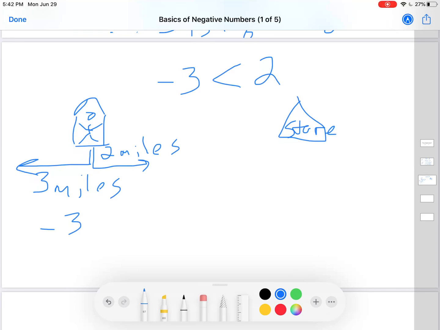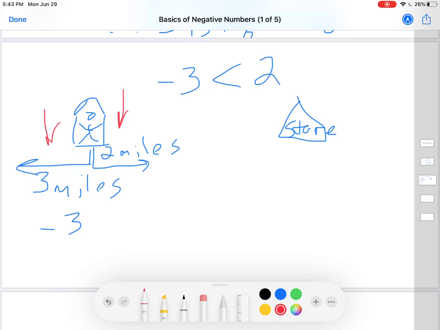However, let's think about how far I've walked. When I go on this side, I've walked 3 miles. When I go on this side, I've walked 2 miles. Which one did I go more? I went more when I went in the wrong direction. -3 has a lower value than positive 2, but negative 3 is bigger than positive 2.